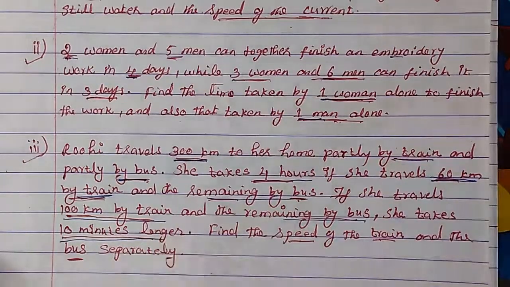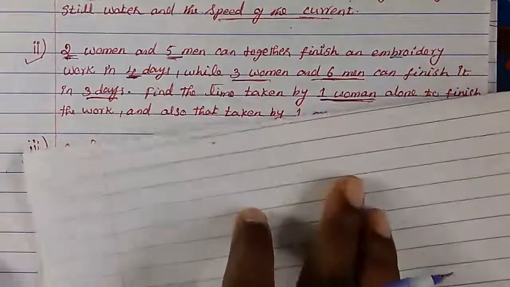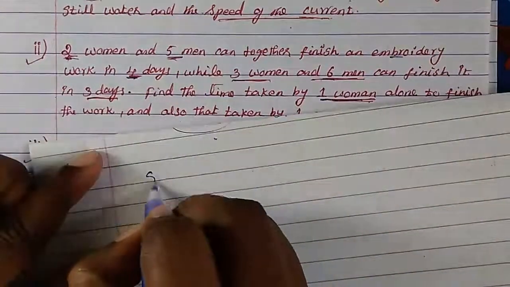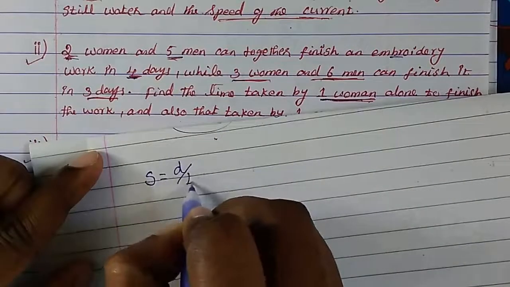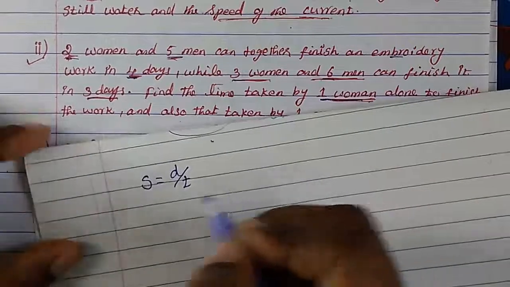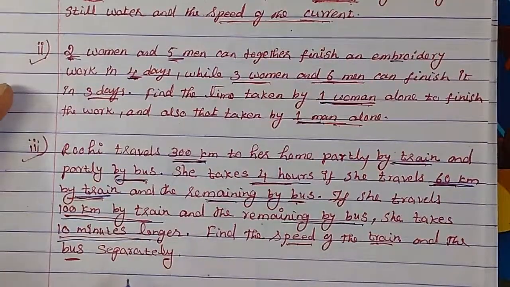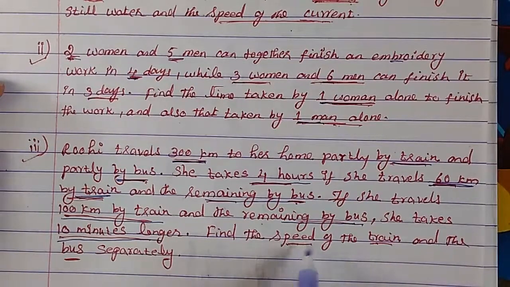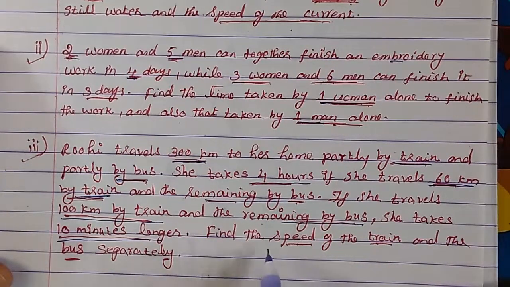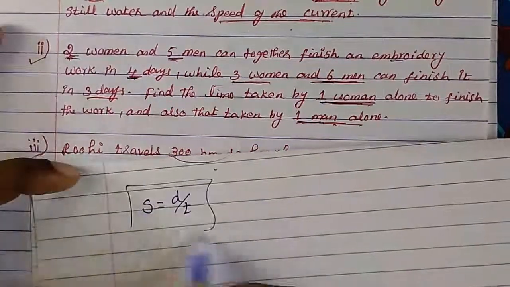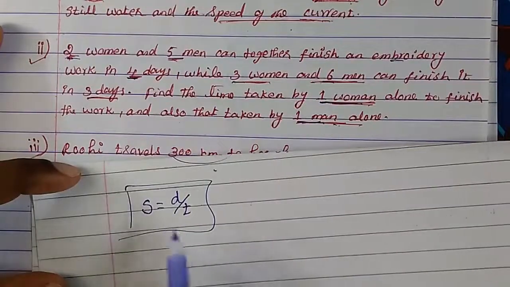So whenever a question comes about speed, we have the formula: speed equals distance upon time. But here we have to find the speed of the train and the speed of the bus. So we will first let the speed of the train be x and let the speed of the bus be y. And then we'll find from this formula the speed of the train and bus separately.